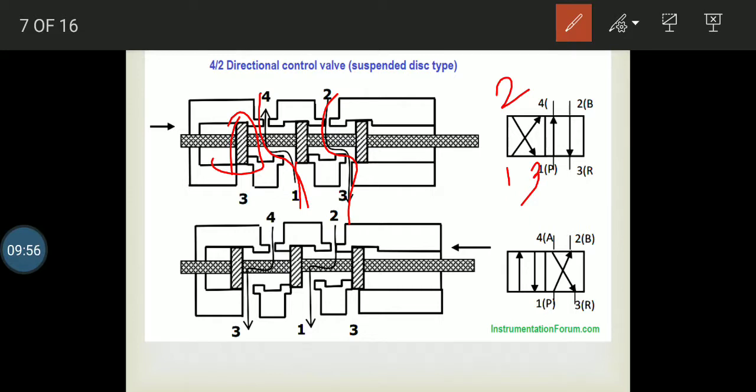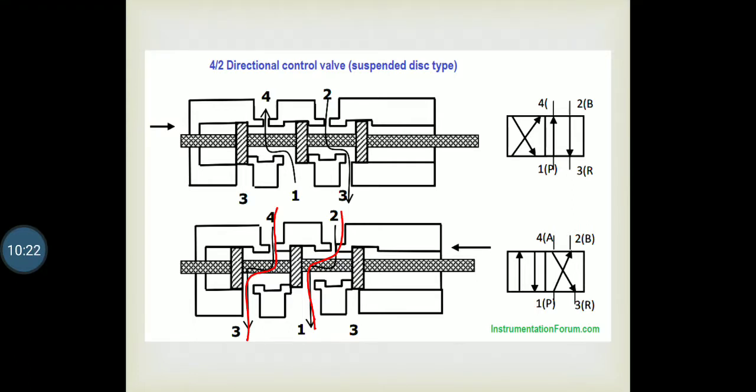This is the position. And in the other section, when we have pushed the button, the piston will move forward, blocking this port, because of which the fluid will move from 4 to 3 and 2 to 1, 4 to 3 and 2 to 1. This is the 4x2 DCV.